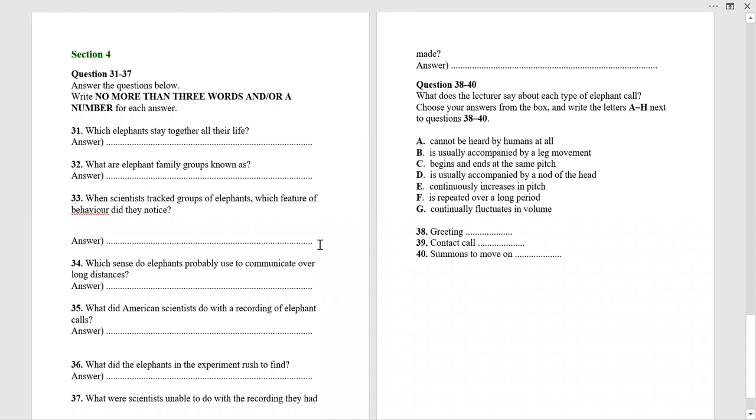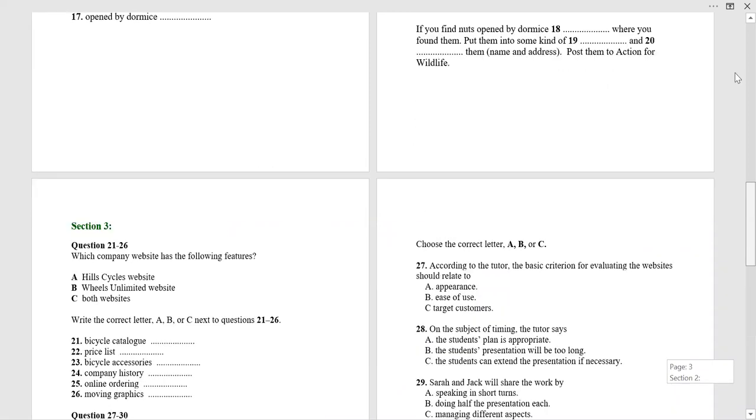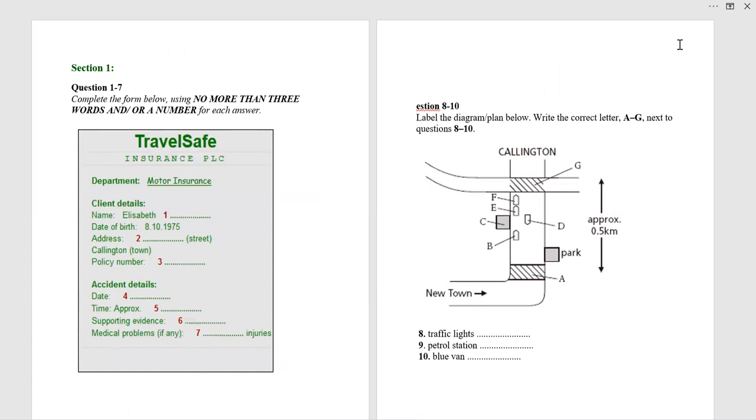Right? All right. So altogether, how much did you get out of 40? Very less.